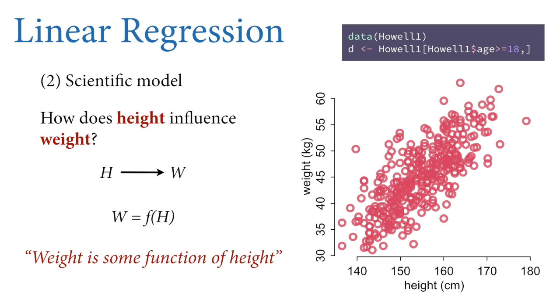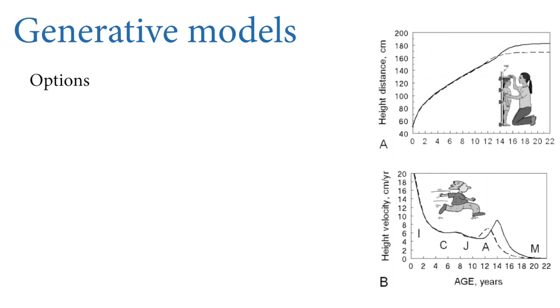What that little DAG, directed acyclic graph, with the two variables and the arrow implies in terms of modeling is that we need to find some function. And I've written it here in the second equation on this slide, W equals F of H. That is that weight is some function of height, and we have to find that function. And we're going to use a linear function, make it look like a linear regression in this case.